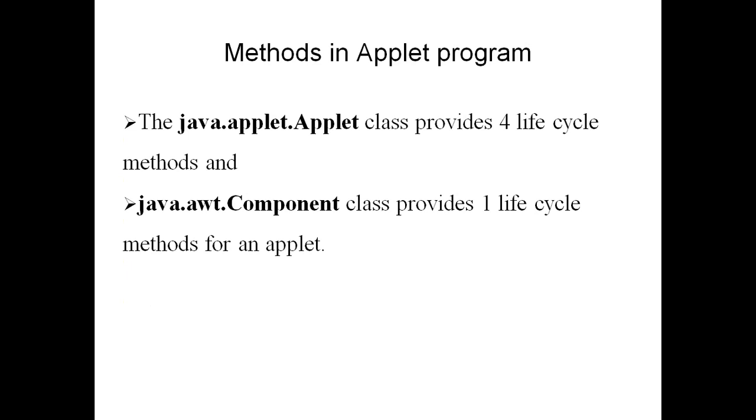The methods that are used in the life cycle of an applet. There are 5 methods that are used in the life cycle of an applet, and these 5 methods belong to 2 different classes. The 2 different classes are the applet class and the component class. The applet class contains 4 lifecycle methods. The component class contains 1 lifecycle method. The applet class belongs to the java.applet package and the component class belongs to the java.awt package. So altogether there are 5 methods in the life cycle of an applet.